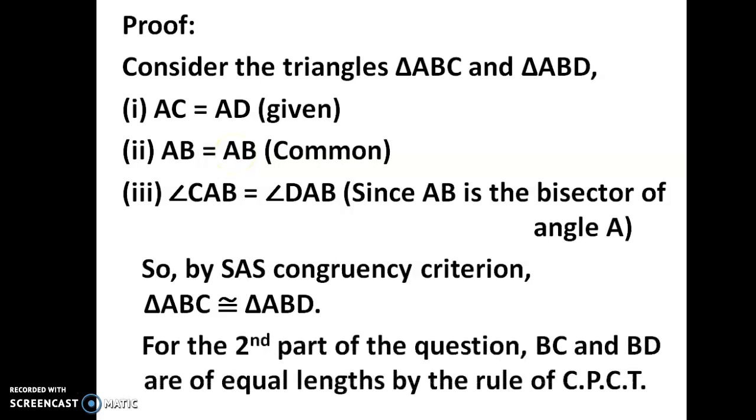Then one more thing they asked: what can you say about BC and BD? BC and BD are of equal length. BC is equal to BD. Why? Because of CPCT, corresponding parts of congruent triangles. This you need to remember, and often we will use this only. Corresponding parts of congruent triangles.